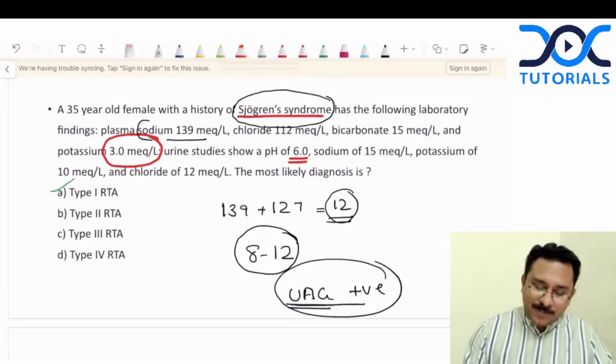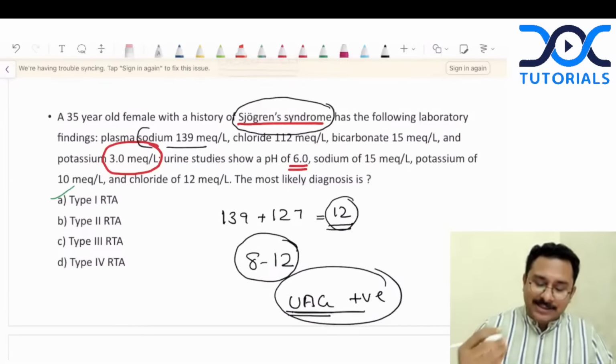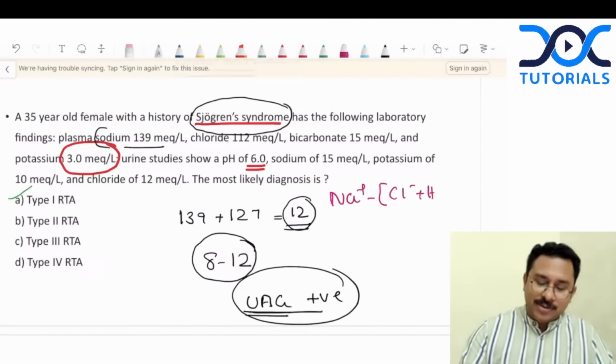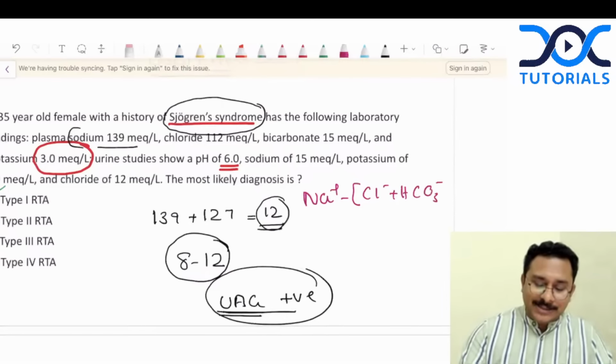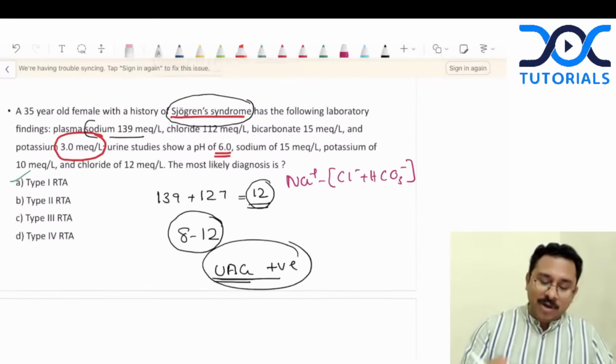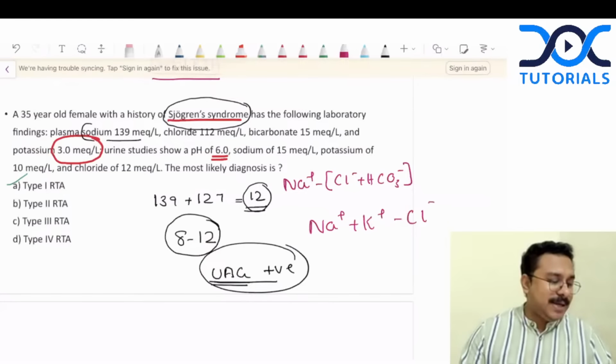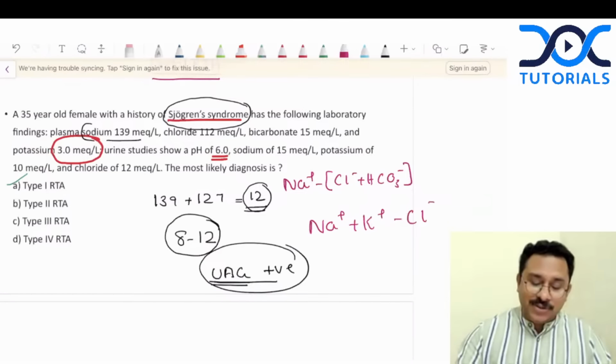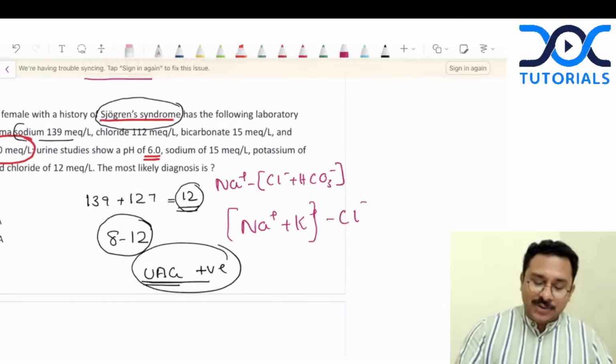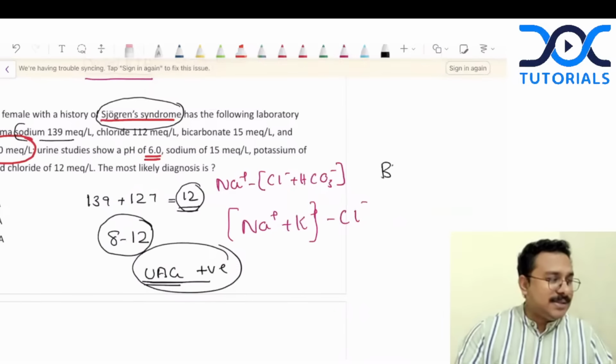What is sodium plus potassium? So we know that the anion gap in the serum is calculated by sodium minus chloride plus bicarbonate. And what about urine anion gap? Urine anion gap is sodium plus potassium minus chloride. Yes, urine sodium plus urine potassium minus chloride. So this is in the blood and this is in the urine.